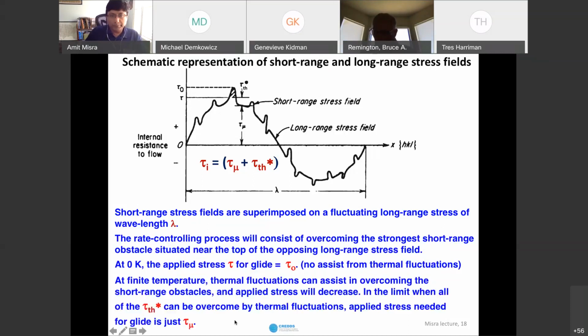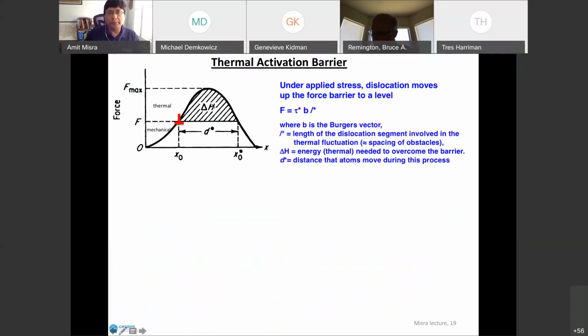So at finite temperatures, what happens is that thermal fluctuations can assist in overcoming the short range obstacles, and therefore the applied stress will decrease. And in the limit when all of this contribution that's shown here, tau star th, can be overcome by thermal fluctuation, the applied stress needed for glide will just be tau sub mu, because this is the part that cannot be overcome by thermal fluctuation and has to be overcome by mechanical stress. So we can now look at this barrier in more detail and say, what is the thermal activation barrier? You can think of it in terms of this force versus distance curve.